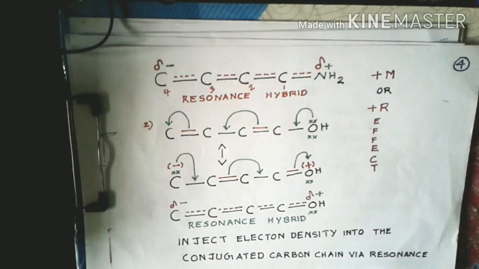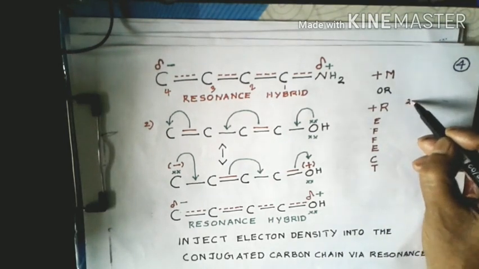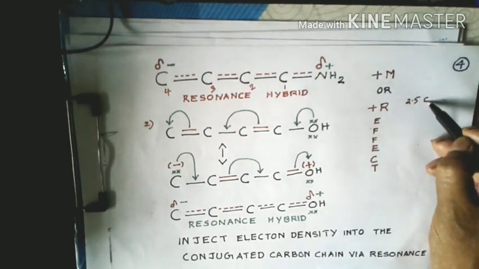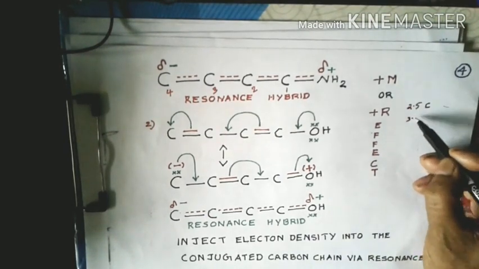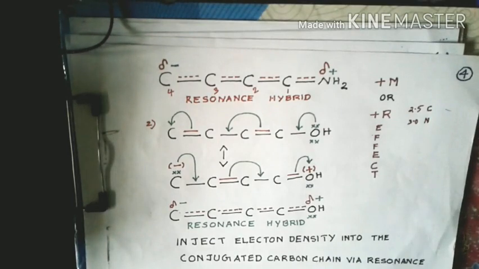So the NH2 group donates electron density to the conjugated carbon chain, and we say the NH2 group shows plus M effect or plus R effect. Now here we must note one thing, that nitrogen is more electronegative than carbon. The electronegativity of carbon is 2.5, and for nitrogen it is nearly 3.0. So nitrogen is more electronegative than carbon.